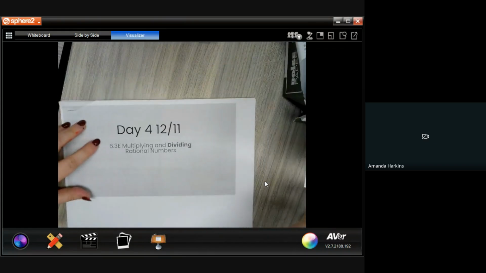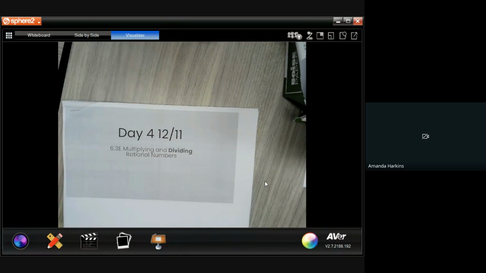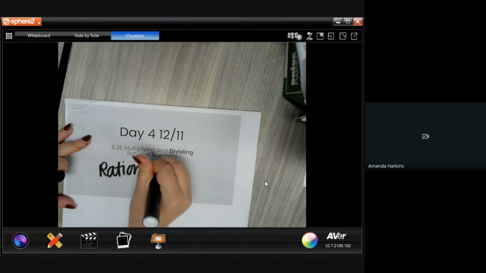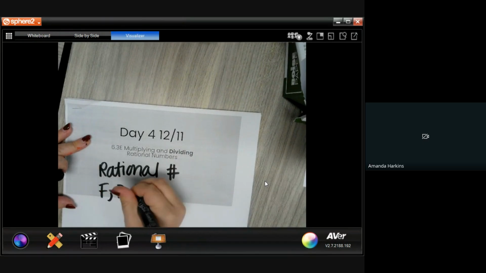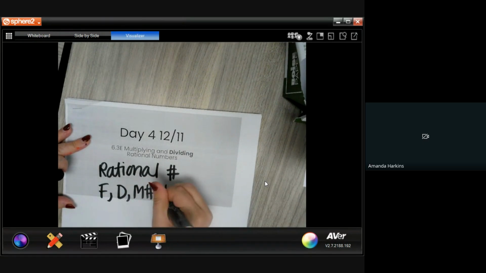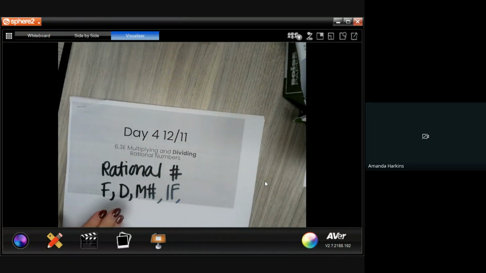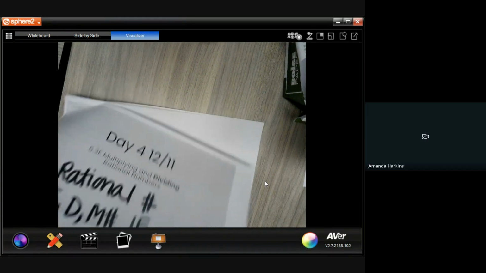So today we are going to be dividing rational numbers. Remember, a rational number can be a fraction, a decimal, a mixed number, an improper fraction. It can also be a negative or a positive, but today we're just going to be worrying about fractions, decimals, mixed numbers, and improper fractions. Let's go ahead and get started.